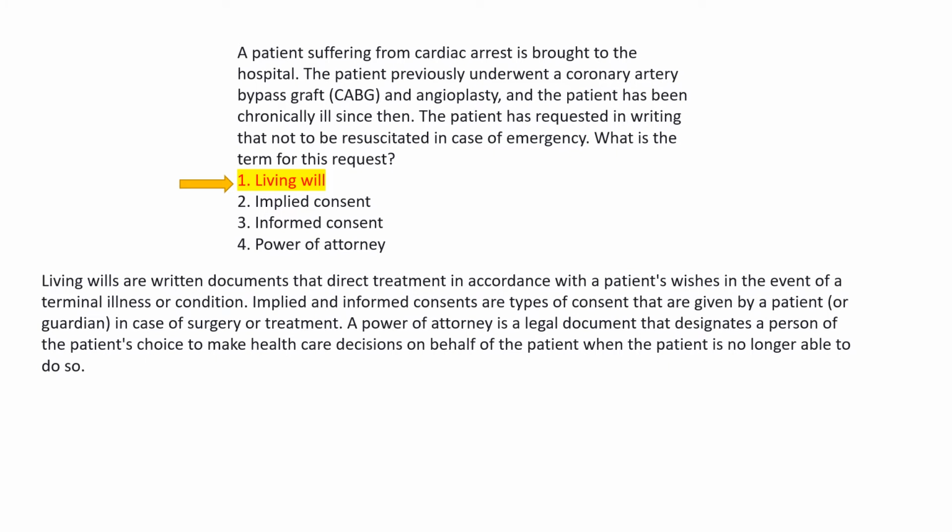Answer 1. Living will. Living wills are written documents that direct treatment in accordance with a patient's wishes in the event of a terminal illness or condition. Implied and informed consents are types of consent given by a patient or guardian in case of surgery or treatment. A power of attorney is a legal document that designates a person of the patient's choice to make health care decisions on behalf of the patient when the patient is no longer able to do so.